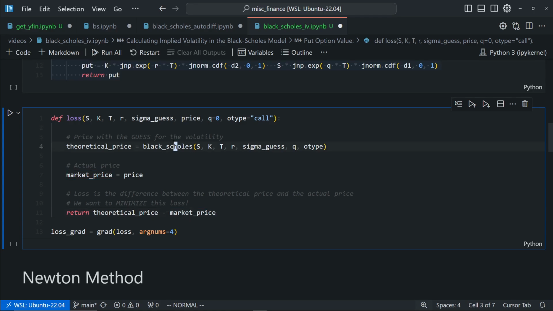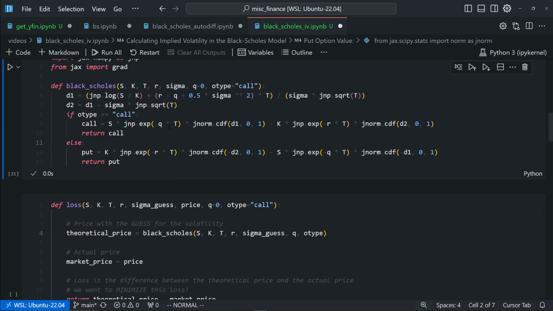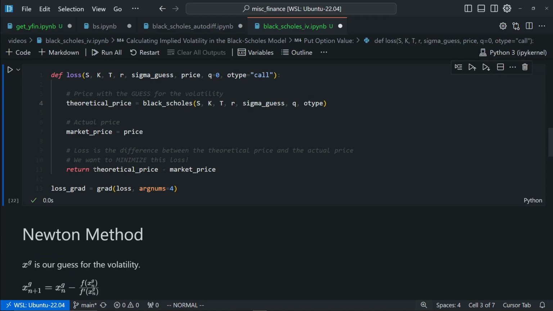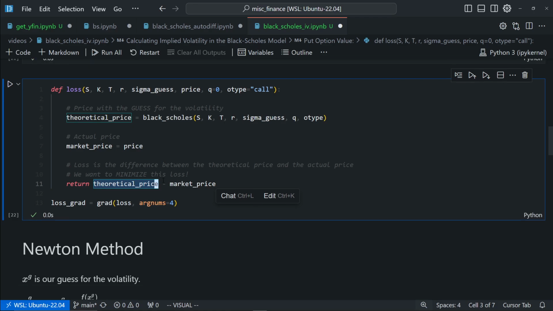And so let me run these cells here. So we just create our Black Scholes function. We create our loss function, which again tells us the difference between the theoretical price and the marketplace price. And what we want to do is iteratively get a better and better guess for sigma so that this value goes to zero. In other words, we get the volatility that makes our theoretical price match the market price.